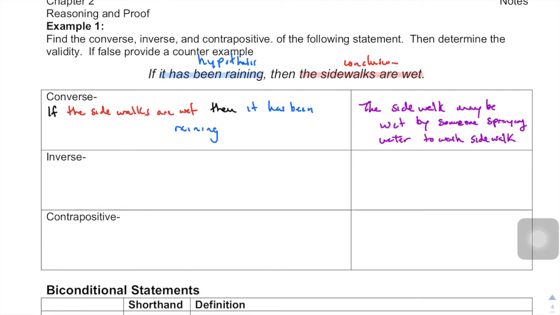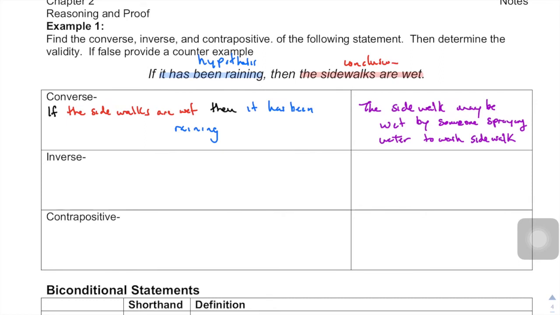Now be careful here. A common trap a lot of students fall into is they'll just say, oh, the sidewalk could be wet by some other factor. But if you're not specific enough, that isn't a valid counterexample. We need a very specific moment or description that counters the statement.